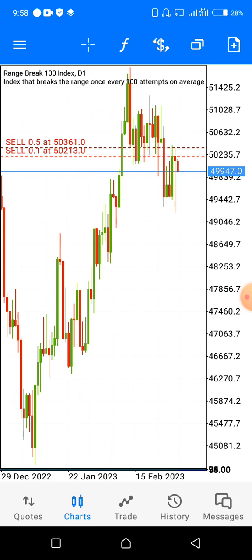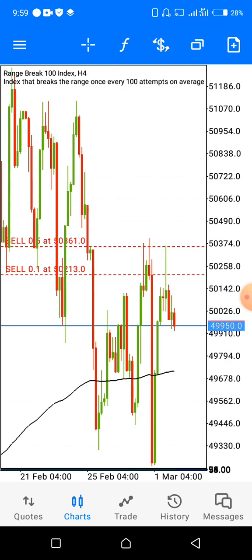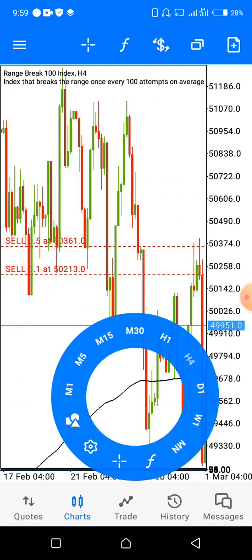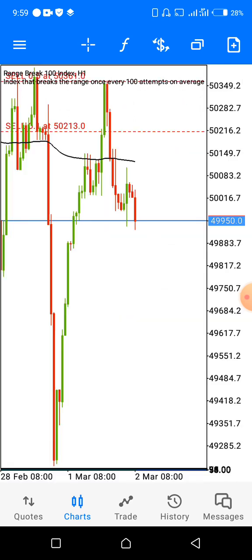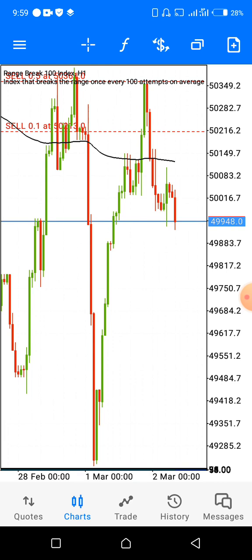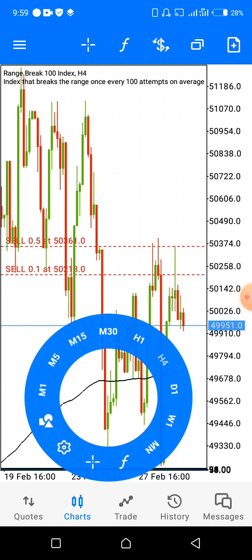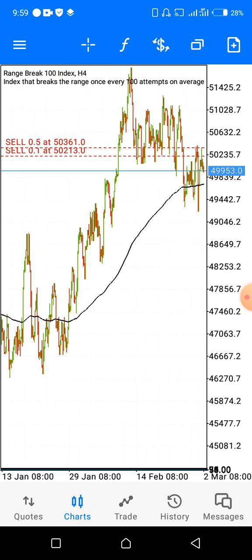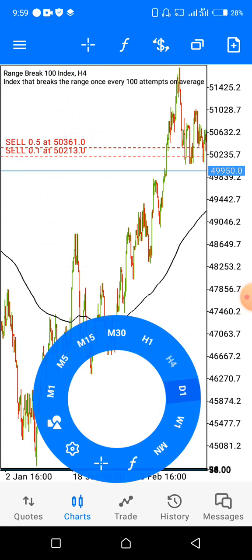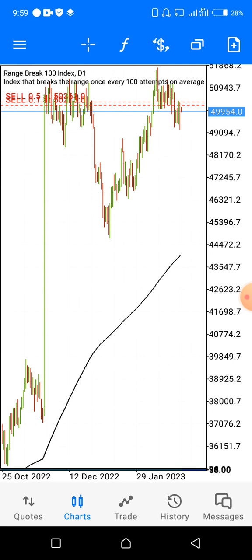All right, now why did I enter this trade? Let's check H4. All right, so if you are seeing this now, you notice that the market, watch this. Yeah, this is an M pattern forming on a daily time frame.